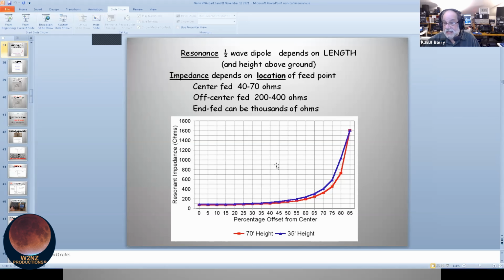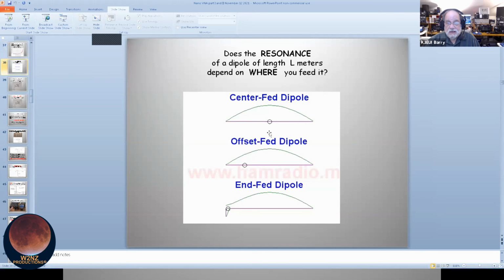The Nano VNA can tell me a lot about this. So a center fed dipole, here's the current distribution. An off center fed dipole, you get the same current distribution. An end fed dipole, you still get the same current distribution. So the resonant frequency does not depend on where you happen to feed it. It depends more on the length of the antenna. The impedance depends on the feed point, yeah.